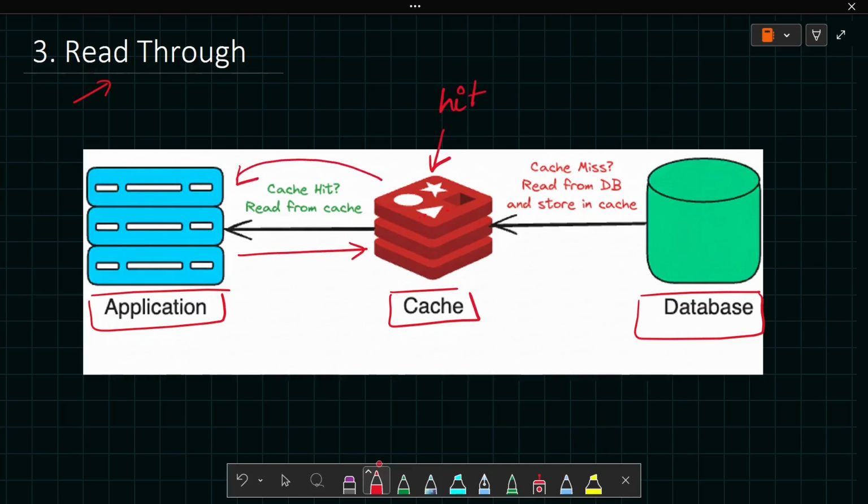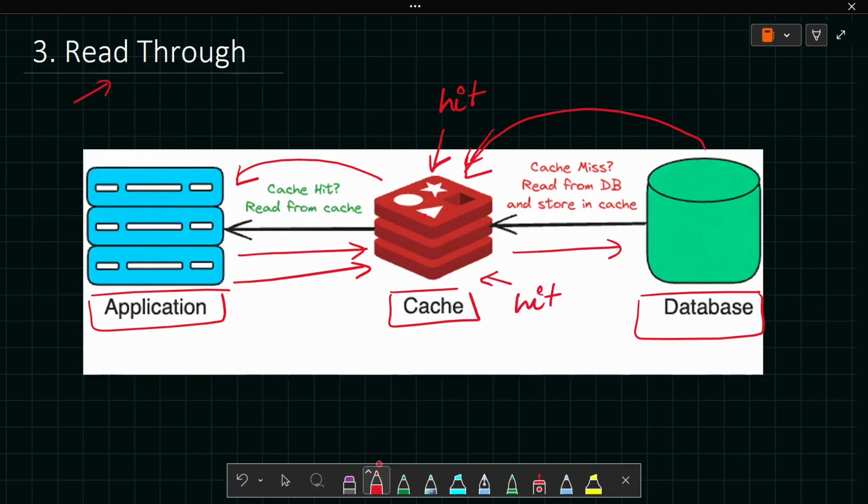But if there is a miss, then cache memory is going to request the database that there is a miss, you give me the data. And then it is going to read the data from the database, and then it is going to store it for the second time. Then again, if there is any user request, now the data is already present in the cache memory. So there is a hit, right? You can read from the cache memory.